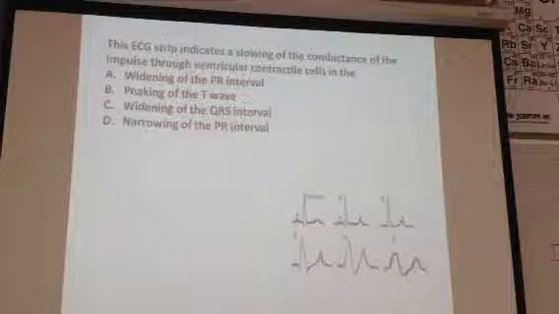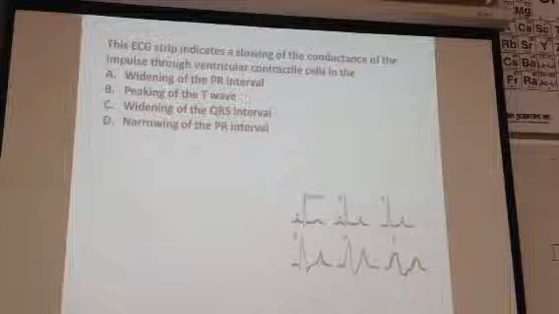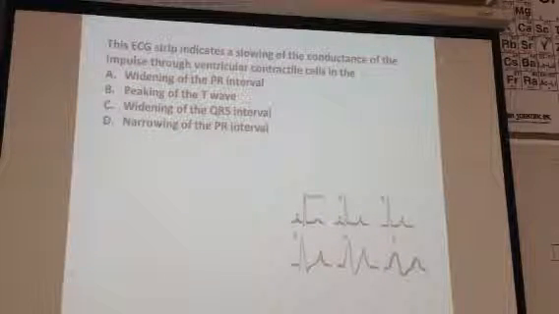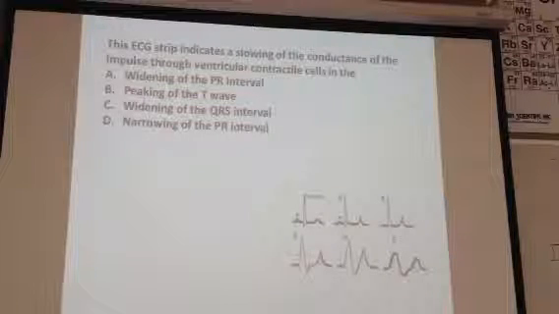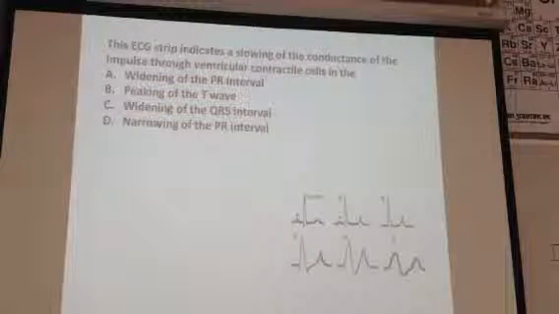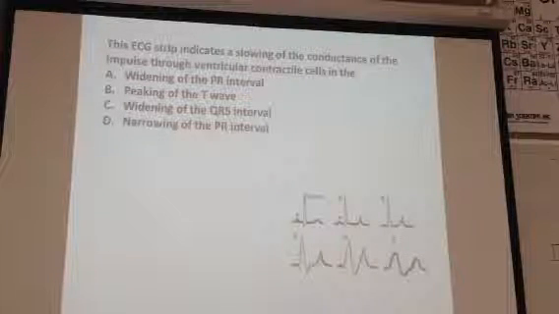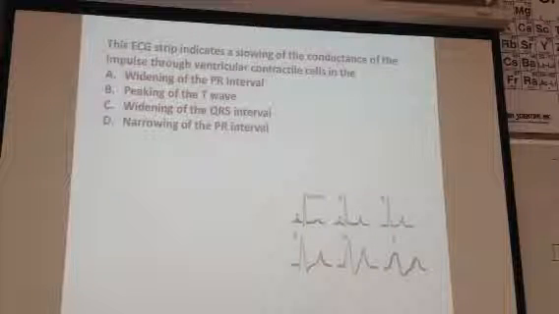So we're looking at our QRS wave, and if we're increasing the time rather, slowing of the conductance, so we're increasing the time it takes for that to occur, what's going to happen to the QRS? It's going to widen, because it's going to take more time. Remember, each little block is 0.04 seconds of time. So that's what you see here.